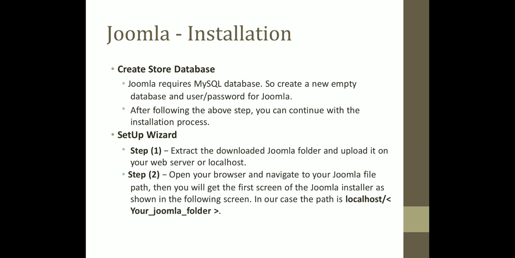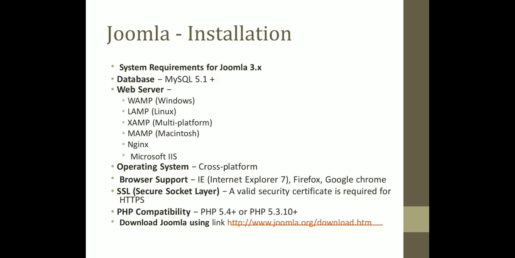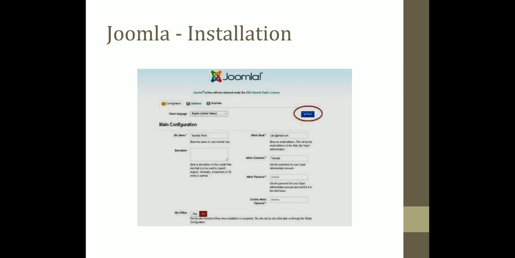Then open your browser and navigate through the Joomla file path, and then you will get the first screen of the Joomla installer as shown in the screen. In our case, the path installed is localhost/your_joomla_folder, and close the link tag.